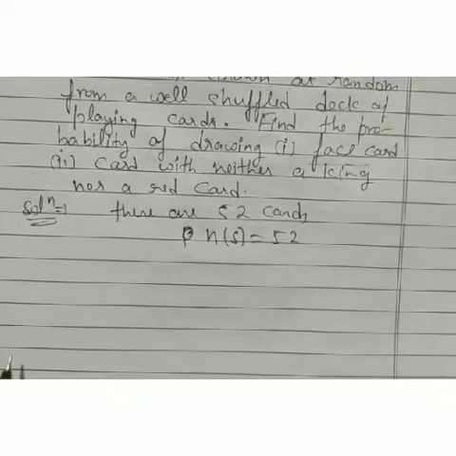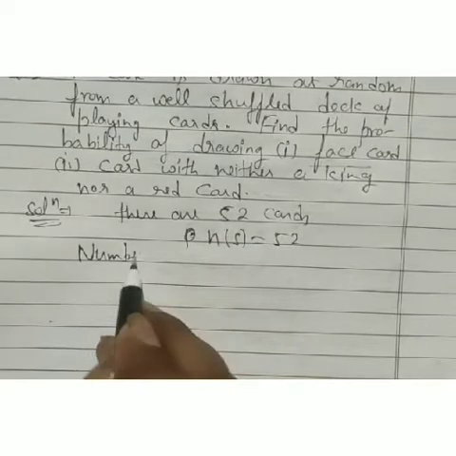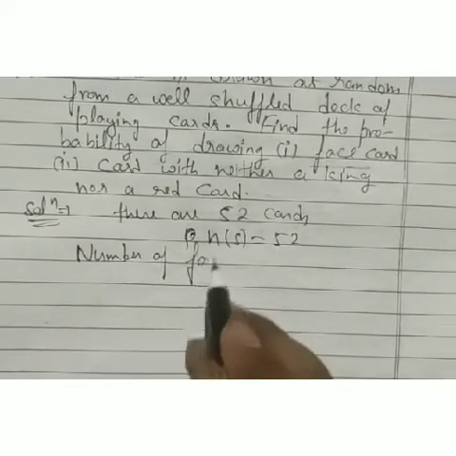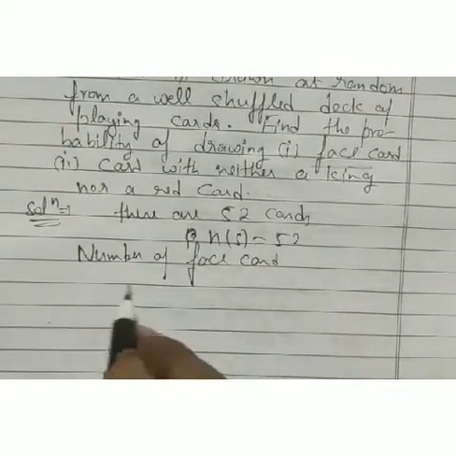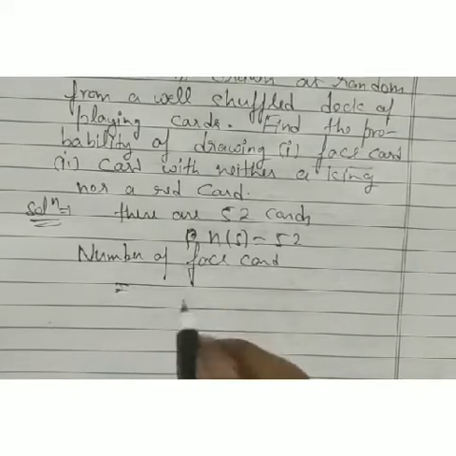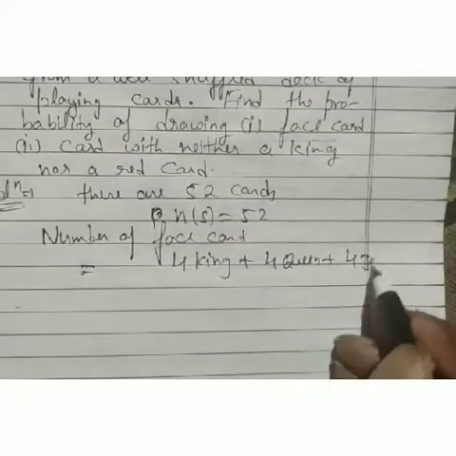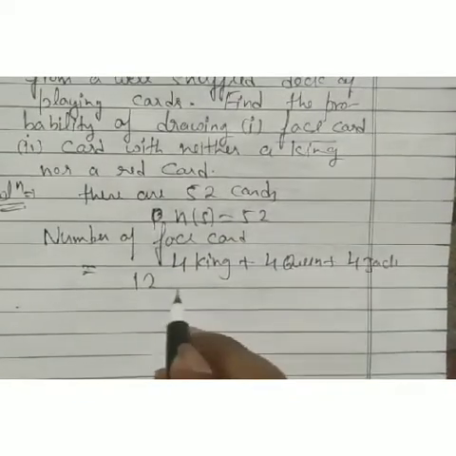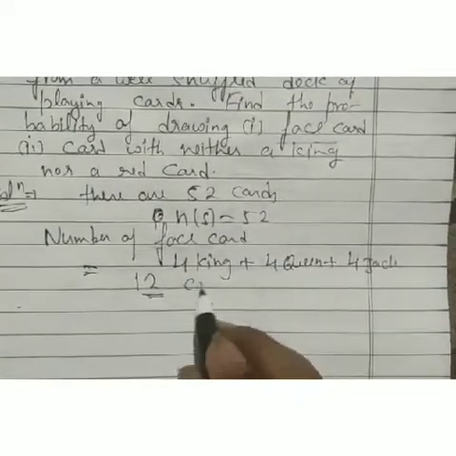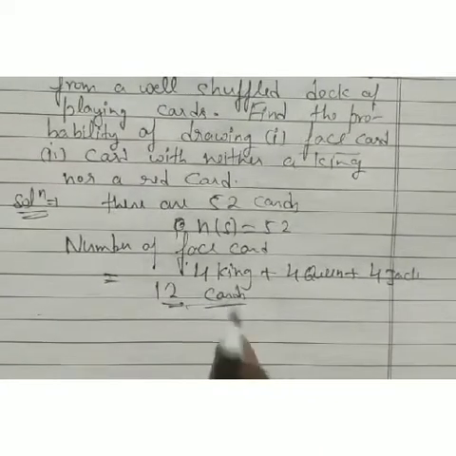Now what is our number of face cards? Yesterday I explained to you. There are 4 kings plus 4 queens and 4 jacks. In total we have 12 cards. These 12 cards are our face cards there.